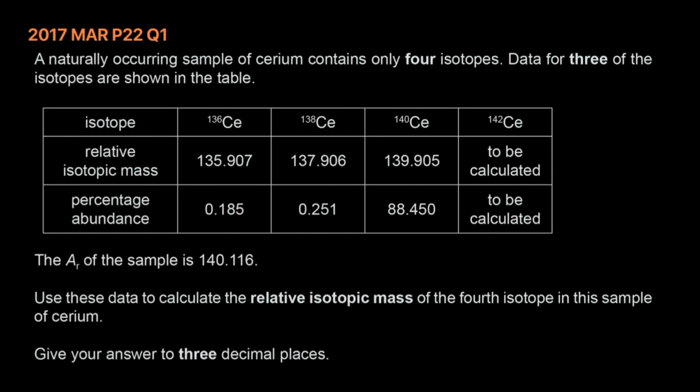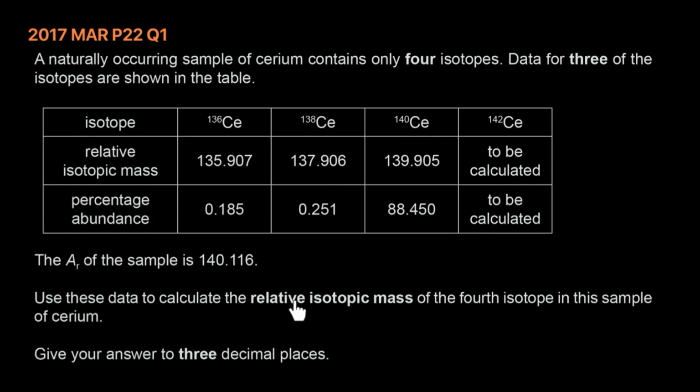So let's take a look at this question in atomic structure. This refers to 4 isotopes of cerium. Their mass numbers are given: 136, 138, 140, 142. Then the relative isotopic masses are given, which is 135.907, and so on. They want the fourth relative isotopic mass to be calculated and the percentage abundance to be calculated, if they've given you everything else, and they've given the Ar also.